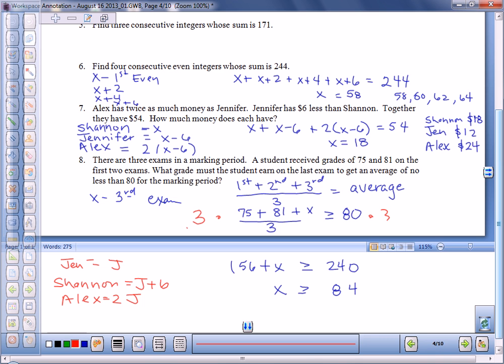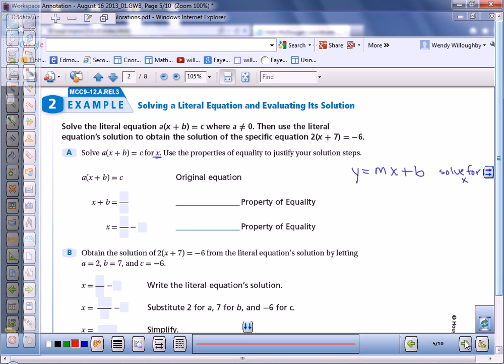Make sense? Okay? Alright, today we're going to study literal equations. So take out your explorations book and turn to page 60.